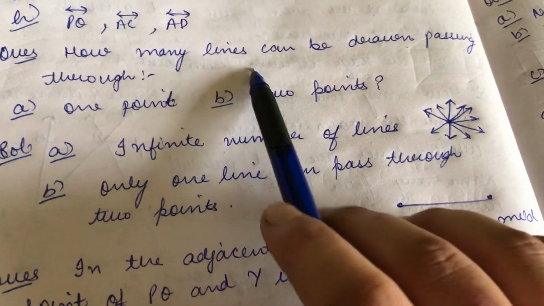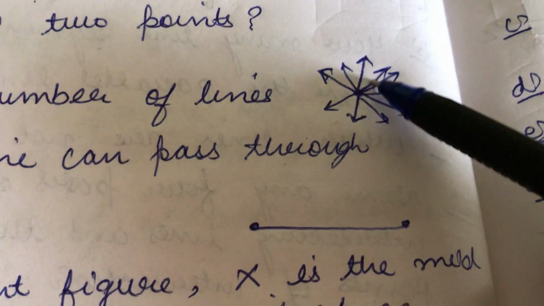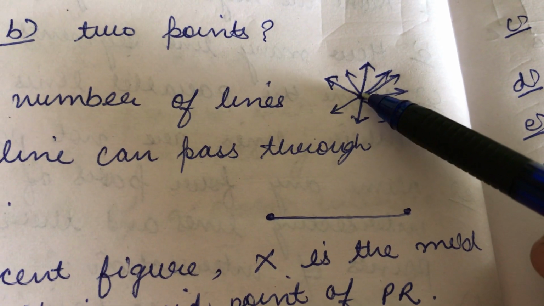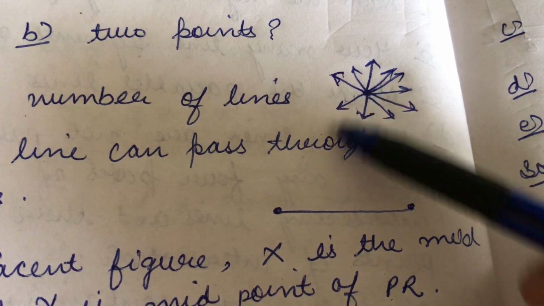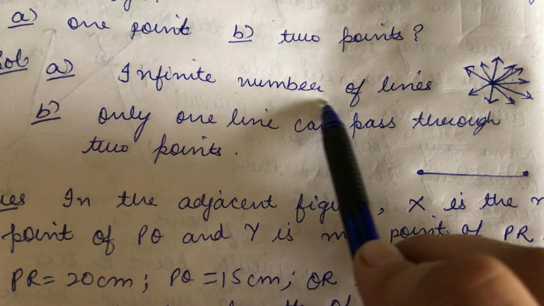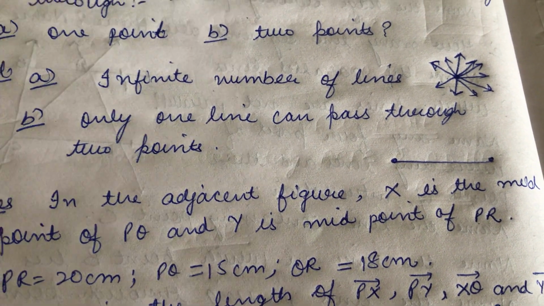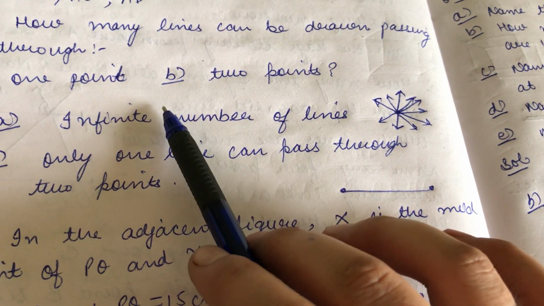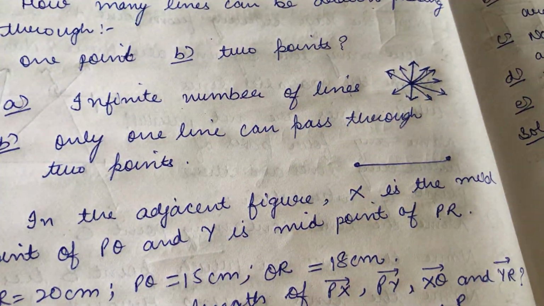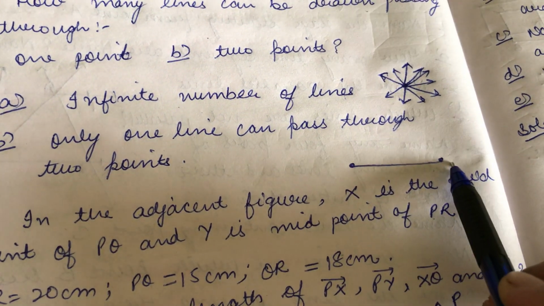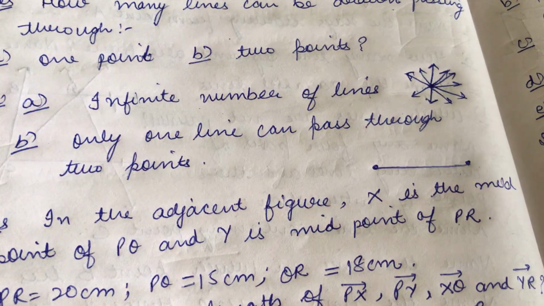Next question is, how many lines can be drawn passing through one point? Now this is one point. How many lines can we draw passing through this point? Any number of lines we can draw through this point. So what is the answer? Infinite number of lines. Infinite means that it cannot be counted. Countless lines. How many lines can be drawn passing through 2 points? Now these are the 2 points. If I join these 2 points, only one line can be drawn. So the answer is only one line.